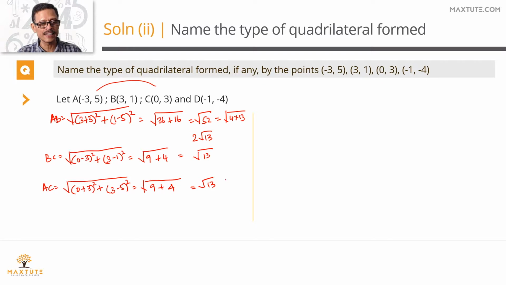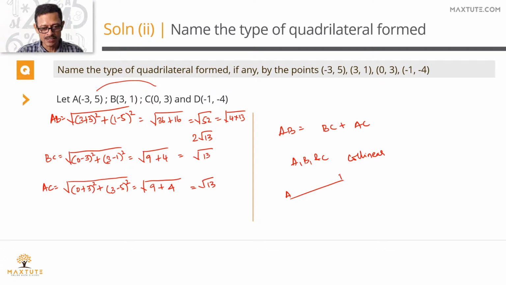Let's check out collinearity. It appears right now that AB is equal to BC plus AC. If AB equals BC plus AC, then we know that A, B and C are collinear points. If A, B and C are collinear points, these 3 points lie on the same segment. Let's say this is A, this is B, and we have C somewhere here. You cannot have D, even if it is somewhere outside, forming a quadrilateral. So ABCD is not a quadrilateral.